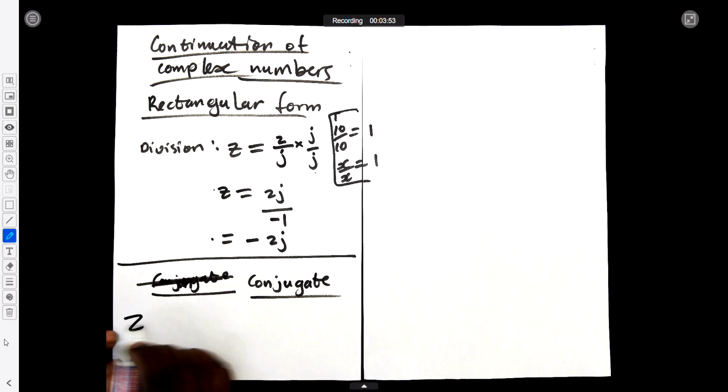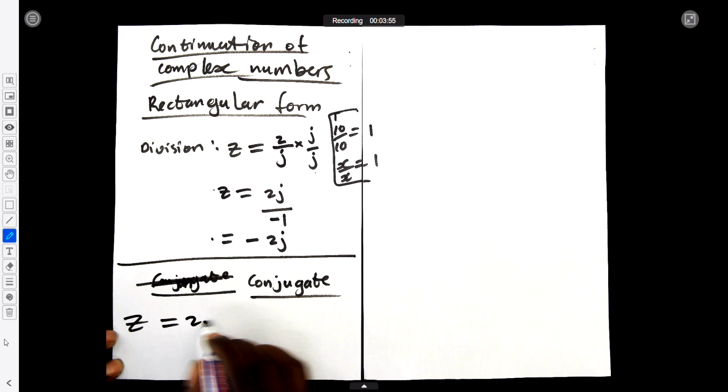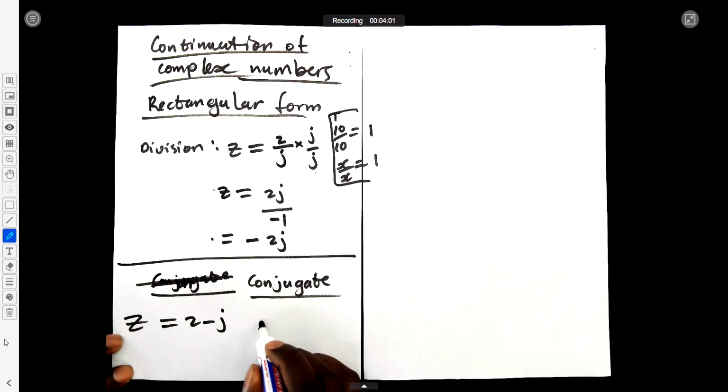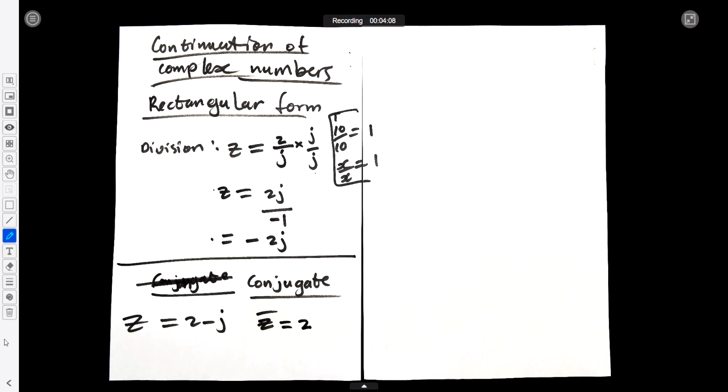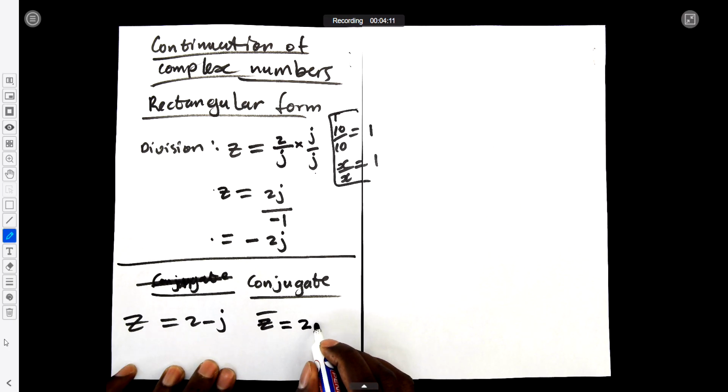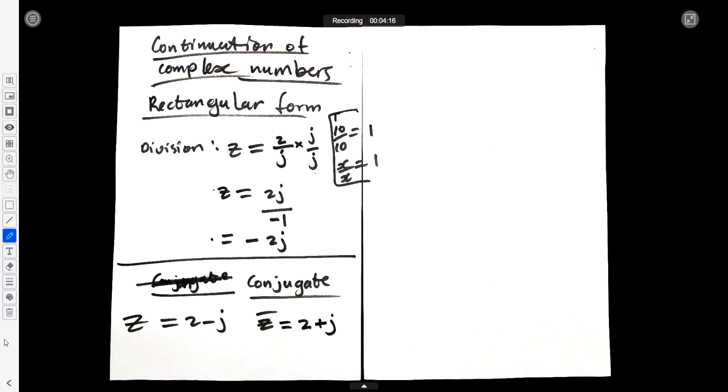So, for an example, let's say we have the complex number 2 minus j. A conjugate of that complex number will be equal to, we are going to change the sign between the real part and the imaginary part. The sign between the real part and the imaginary part is minus, so it is going to be positive. So that is the conjugate of 2 minus j. And the conjugate of, let's say, 2 plus j will be 2 minus j. So we change the middle sign between the real number and the imaginary part.